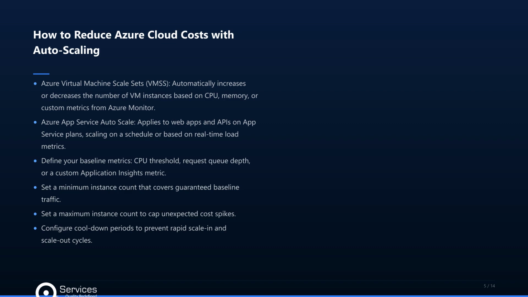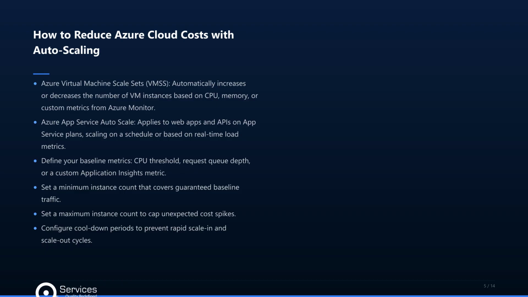VMSS to run 4 instances during business hours and scale back to 1 instance overnight. If each instance costs $100 per month at continuous utilization, autoscaling that service cuts its effective compute cost by roughly 50% without any code changes.